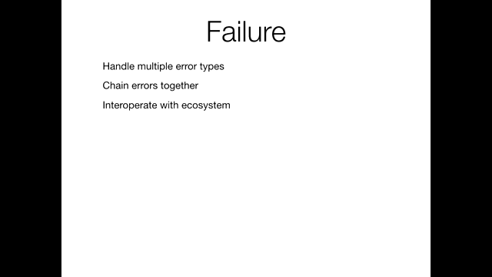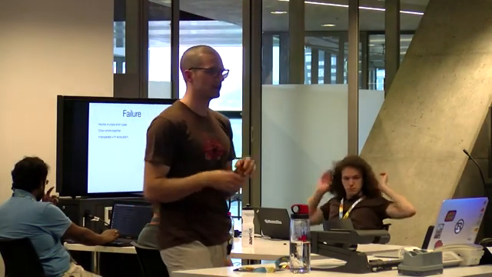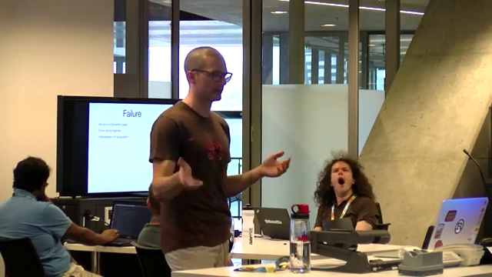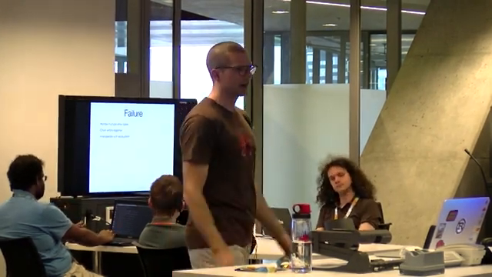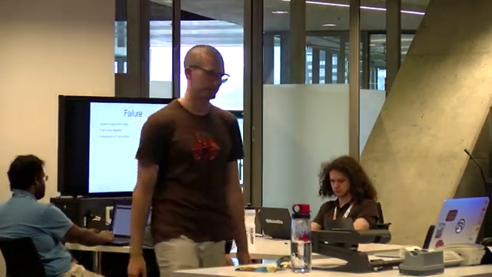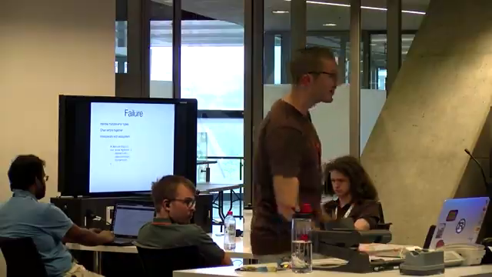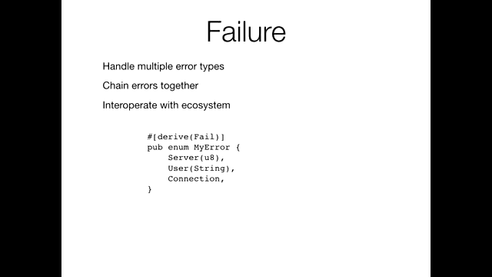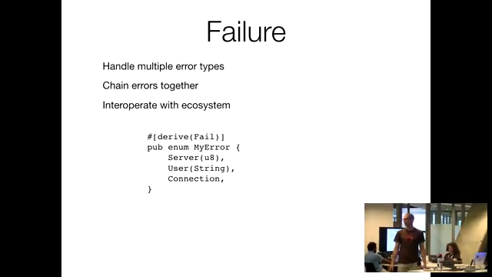It lets you chain errors together. So often you'll have an error that has an underlying cause, and it lets you deal with that chain of causes. And it will allow you to have backtraces when these errors get surfaced. And it lets you interoperate very cleanly with the rest of the Rust ecosystem. Oh, and it's extremely easy to use, okay? If this is your error enum, then you can opt into using failure with just this very small derive Fail attribute.